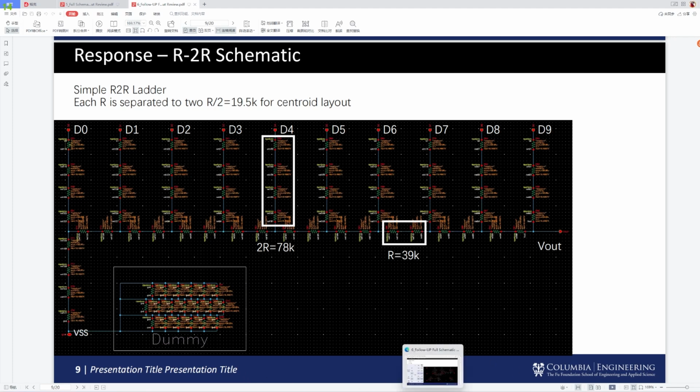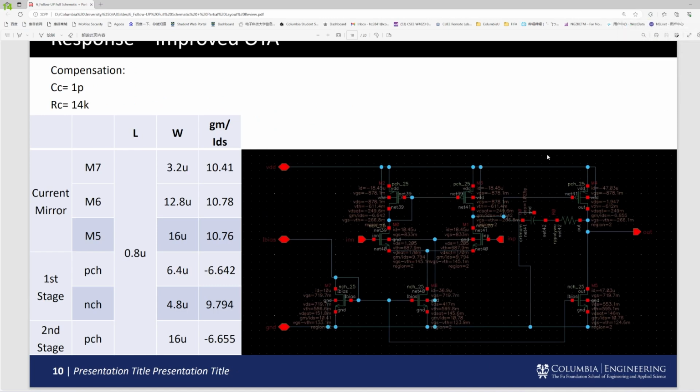And last, let's take a look at the output OTA. The output OTA we used is a simple two-stage amplifier with Miller compensation. Here, we adjusted all the gm over Ids to around 10 to get our desired performance. And we also add the Miller capacitor, which is 1 picofarad, and a Miller resistor, whose value is 14 kilo ohms, to adjust the poles and add a zero to make our OTA more stable.